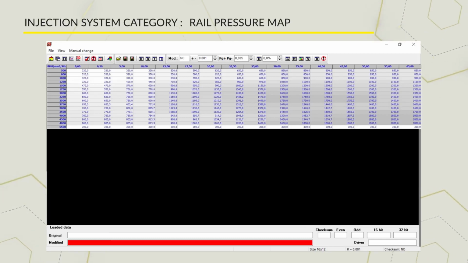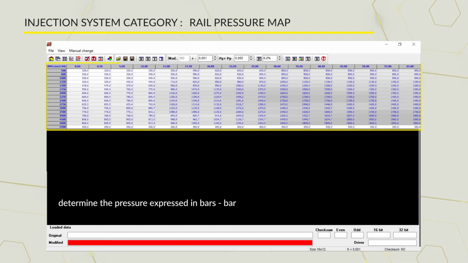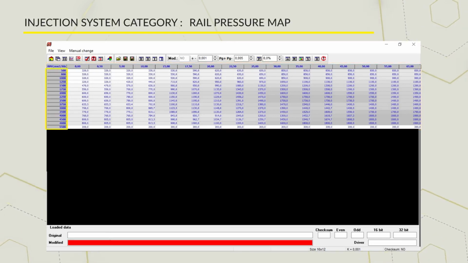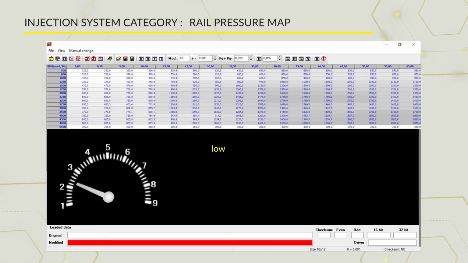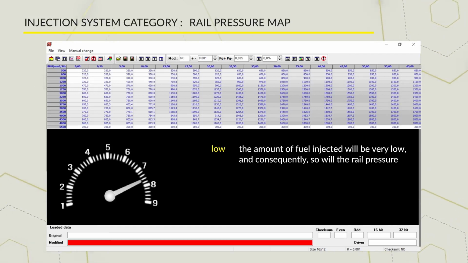This map is used by the control unit to determine the pressure expressed in bars, with which the fuel is injected into the combustion chamber as a function of the engine revolutions and the cubic millimeters of fuel injected per engine cycle. When the number of revolutions is very low, let's assume at idle, the amount of fuel injected will be very low, and consequently, so will the rail pressure.